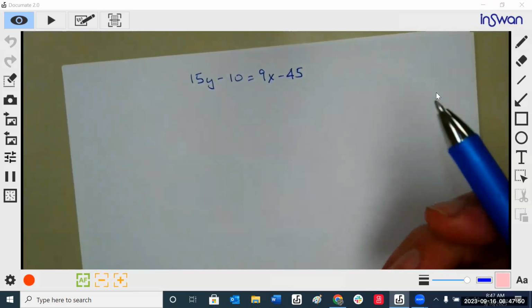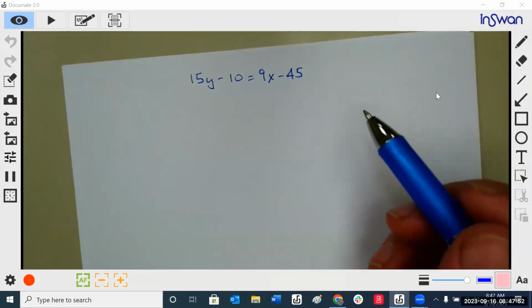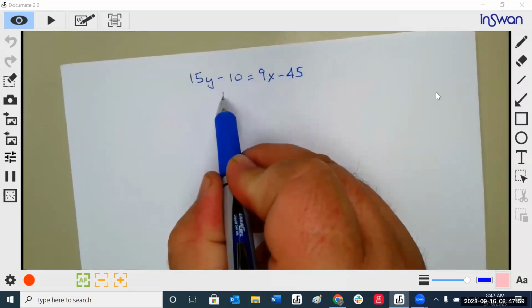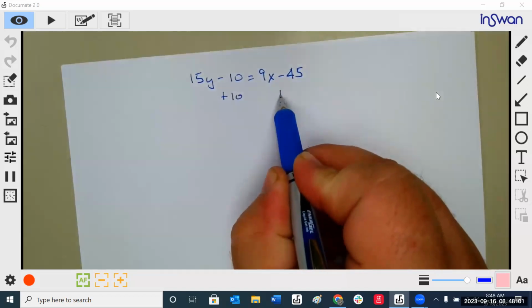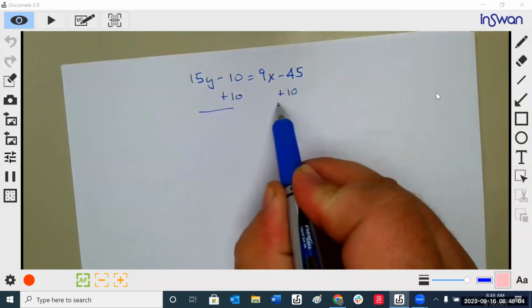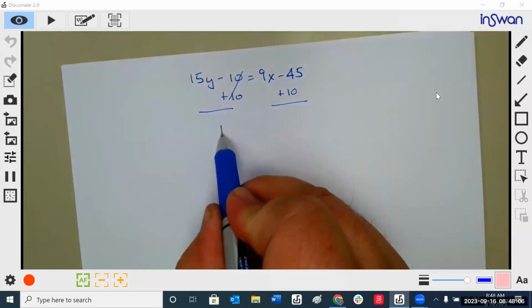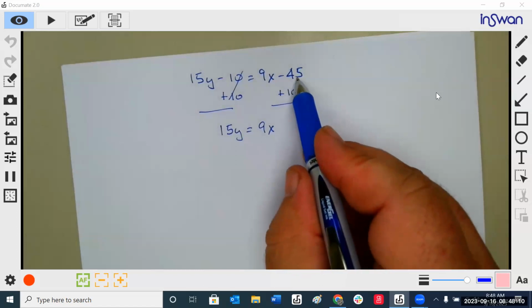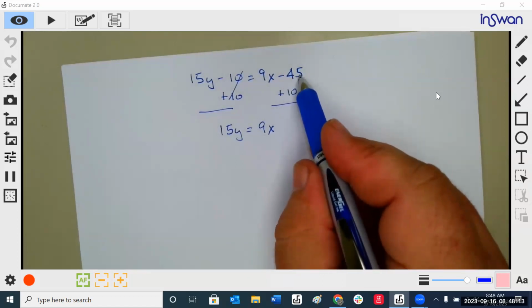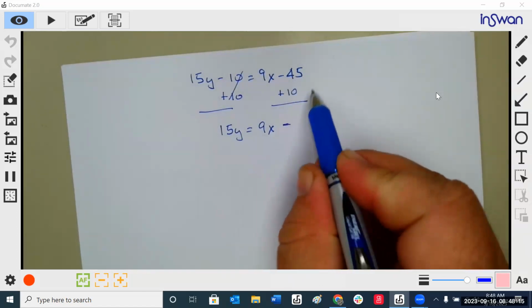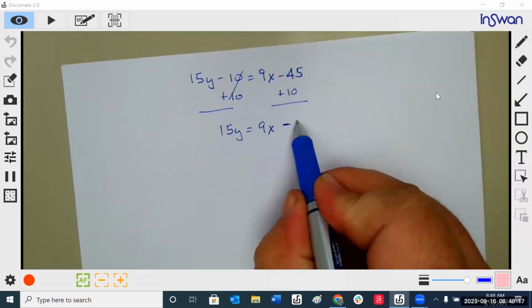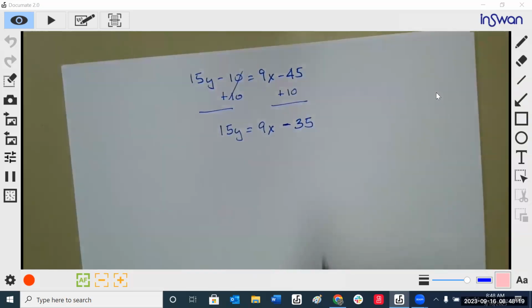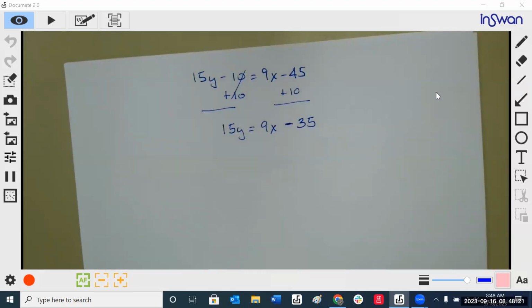So, to solve for y, what do we do? Oh, wait, plus 10. Yes, get rid of anything plus or minus first. So we have 15y equals 9x. They have different signs. 45 is bigger, so the answer would be negative. 45 minus 10 is 35. Next step.